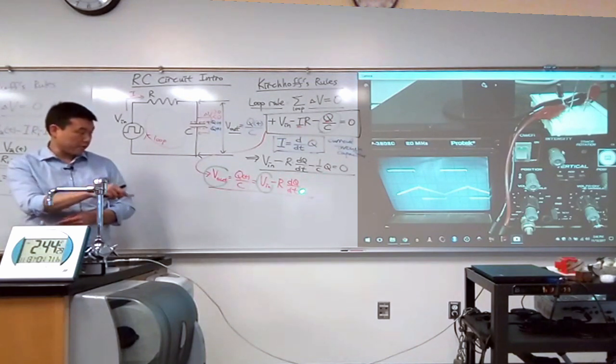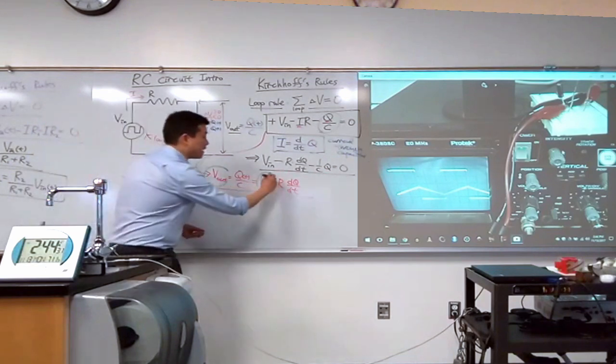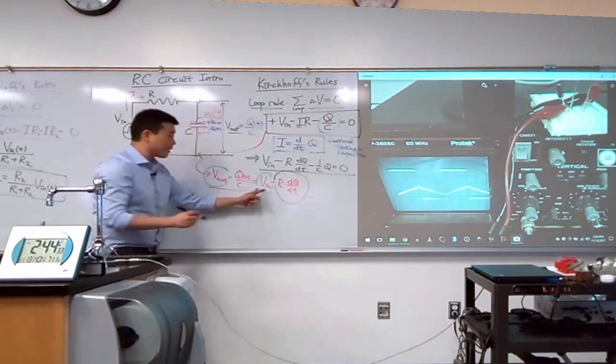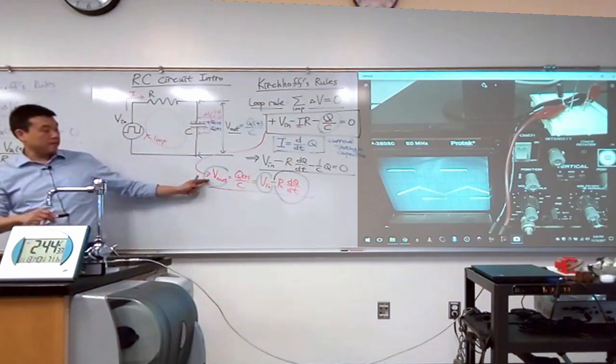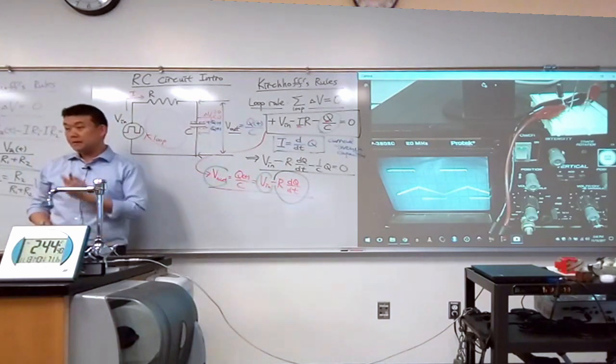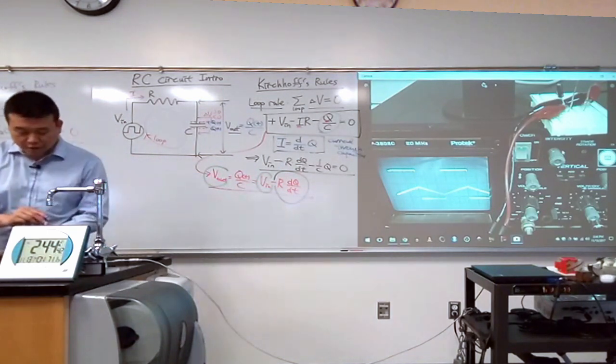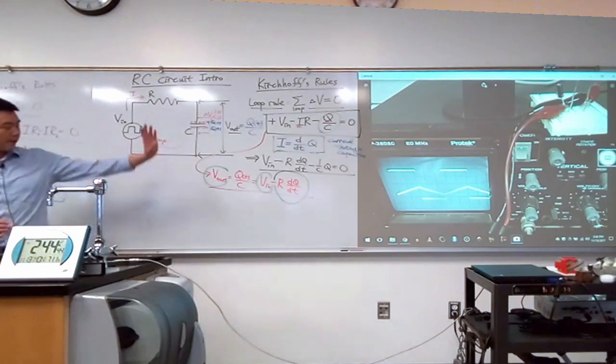Yeah, in this second term, right? So it's the second term that's subtracting from V in that I'm going to blame for why my V out is not at all similar to V in. So that gives me some idea. Changing resistance is a little bit harder, so I'll do it later.